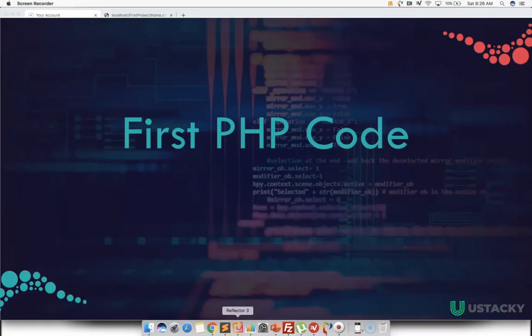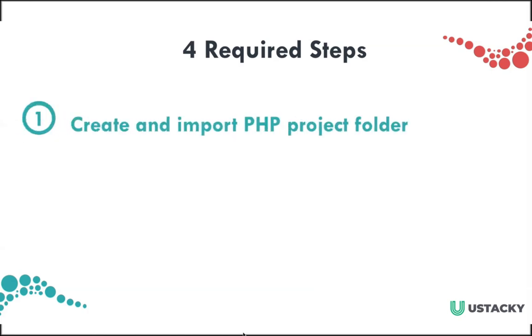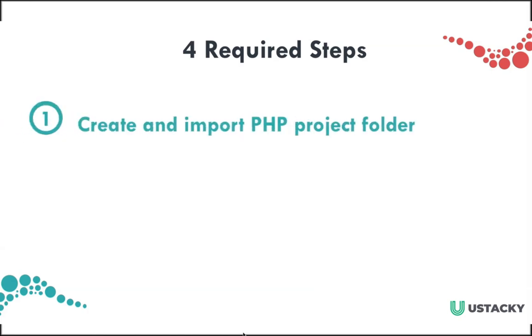Now that we've installed all the required packages to write PHP, it is time to write our first PHP code. To write PHP code, there are 4 required steps. We'll follow the steps one after the other with their respective implementation. The first step is to create and import the PHP project folder. We'll be creating our project folder inside the www folder. Then we'll import our project folder in our IDE, that is Sublime Text. So let us implement this.